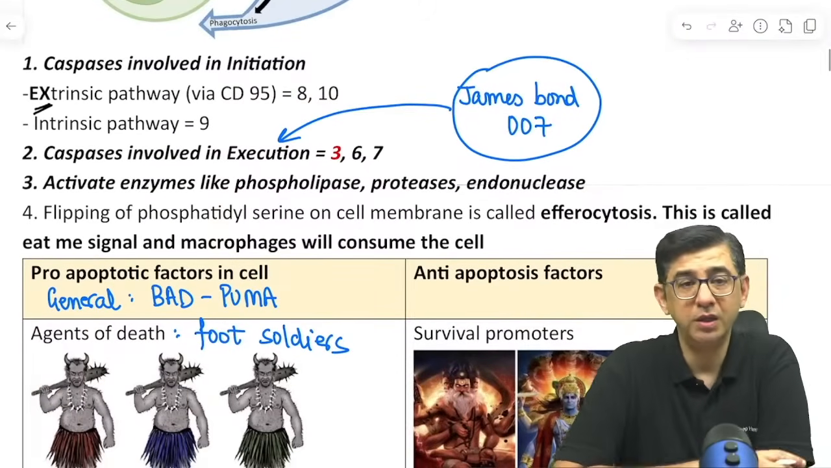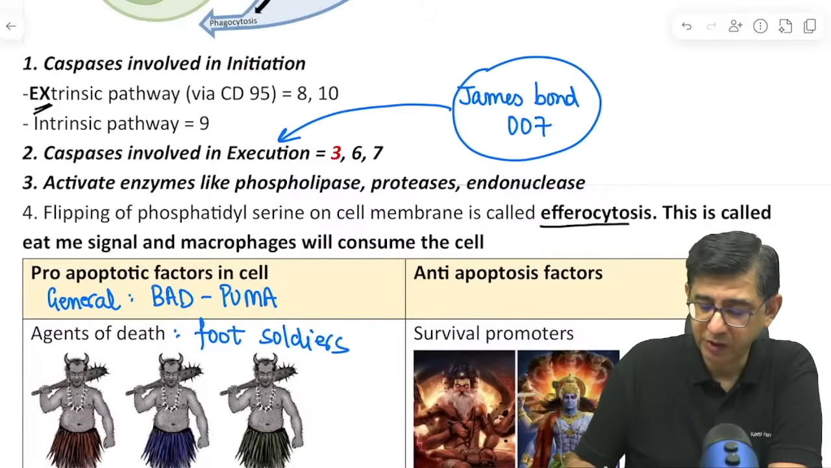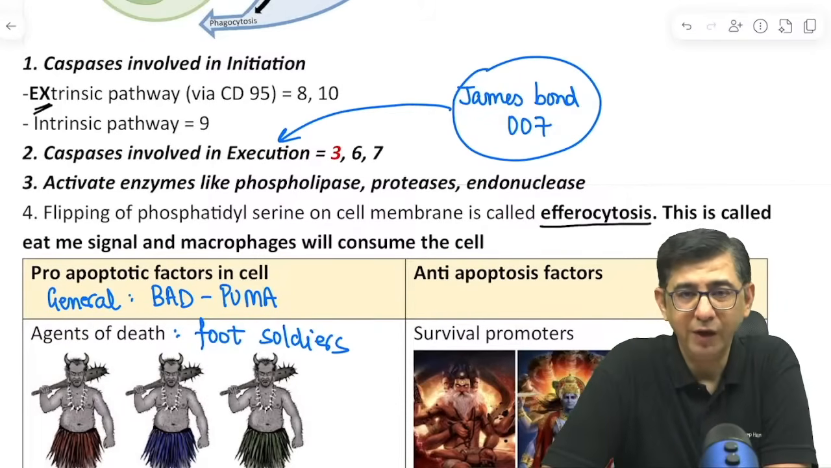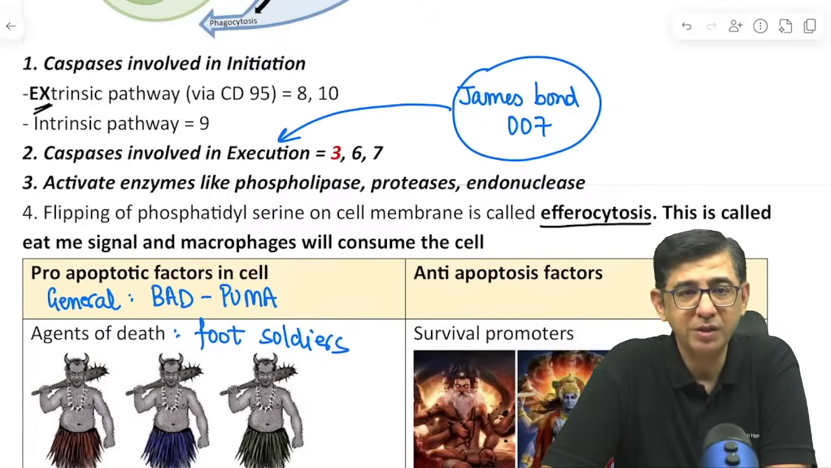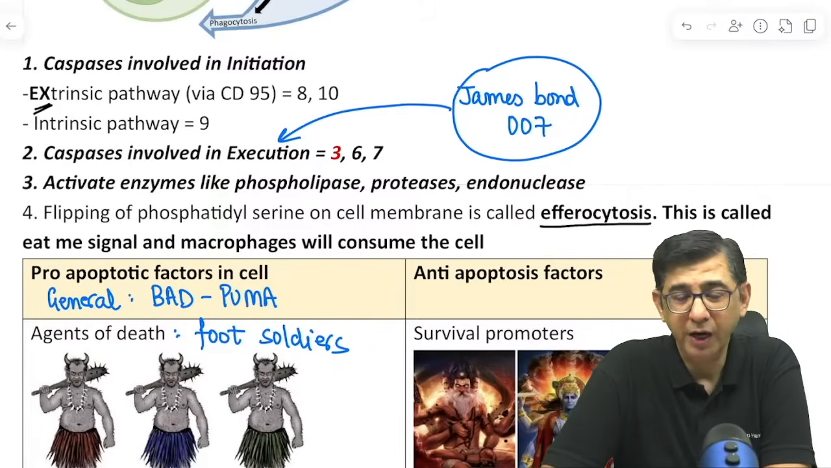Right. So what is the main step? That eat me signal क्या होता है? That is called as efferocytosis. This is the point जो कि सभी याद करते नहीं है apoptosis में. That is या मिस हो जाता है, मतलब याद तो करते होंगे, मिस हो जाता है. Efferocytosis. This is the main thing which will make the macrophage consume the cell. And what is efferocytosis? So आपको याद करना है flipping of phosphatidylserine on the cell membrane.